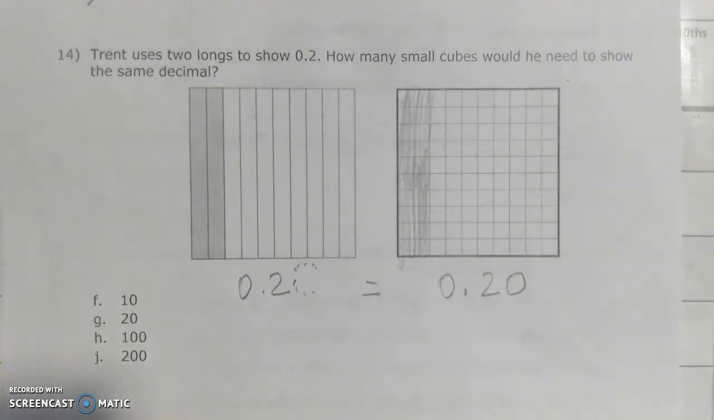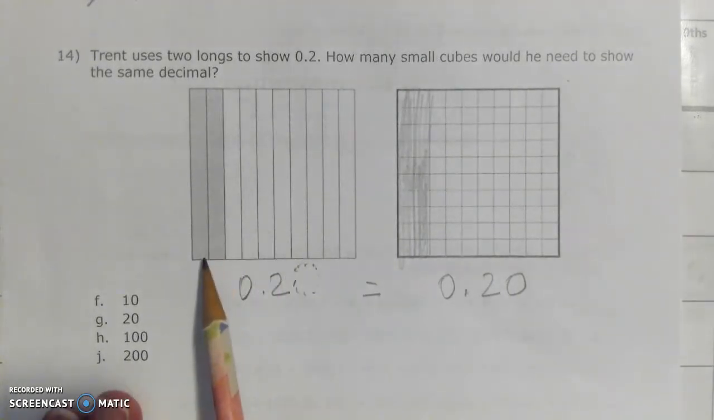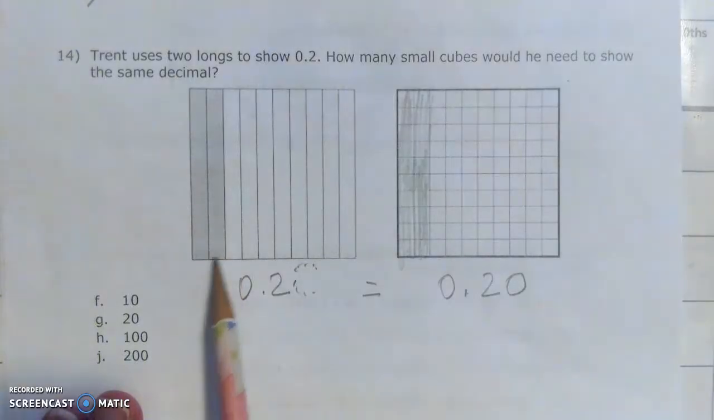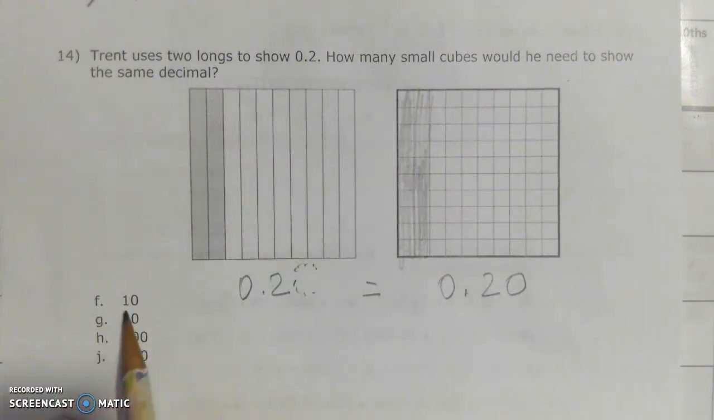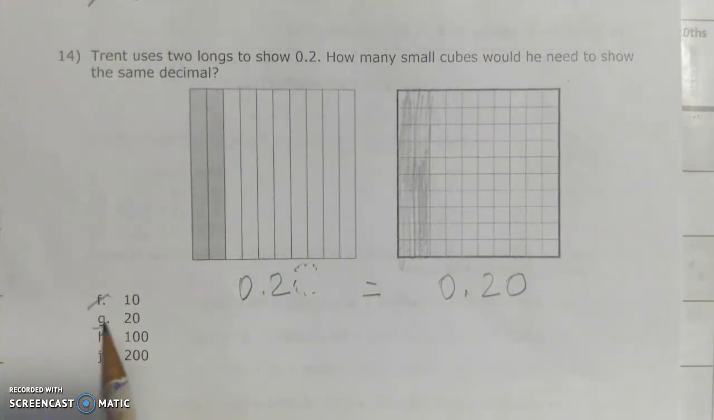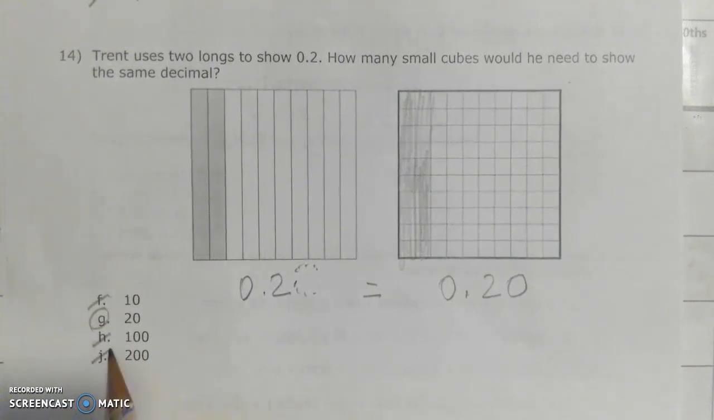So now let's look at our answer choices. 2 rods, 2 longs is what it's called here, are equivalent to 20. So I'm looking for not 10, not 100, and not 200. So the answer choice is G.